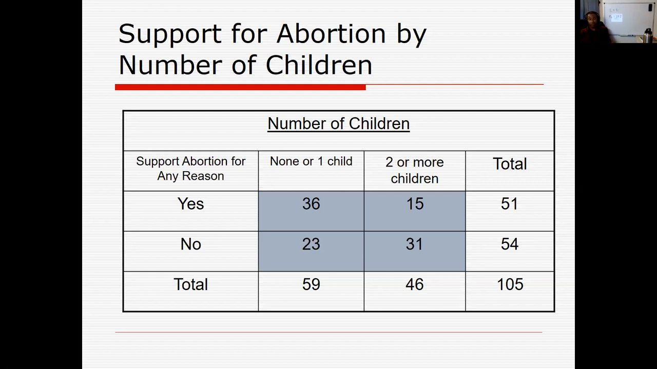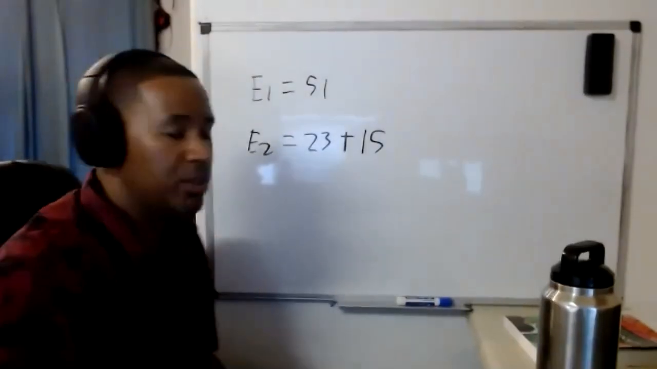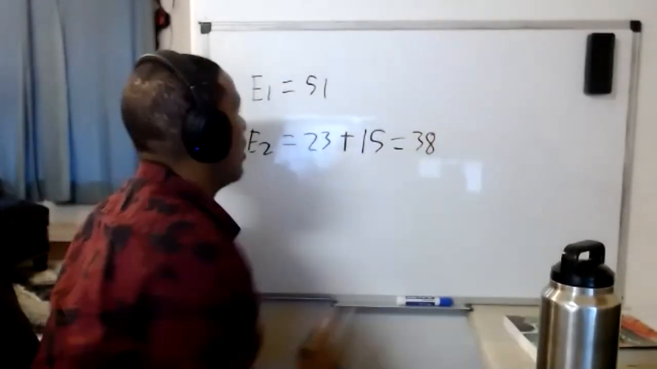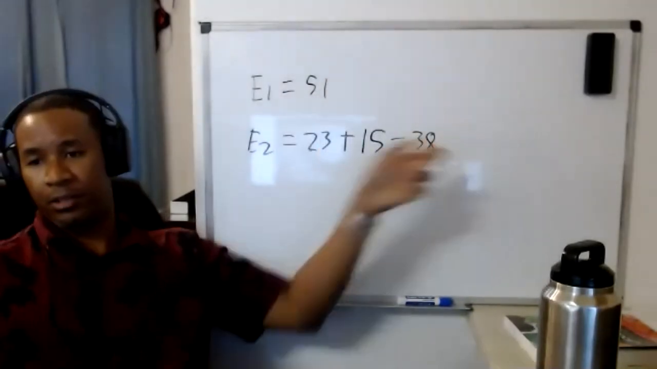Now, I'm not done because there's another category, right? People who have two or more children. For people who have two or more children, am I going to predict that they say yes, or am I going to predict that they say no? I'm going to predict that they say no. The reason is that 31 people said no in that category. That's the modal category, so that's higher than 15. Good. And when I predicted that people would say no if they have two or more children, how many errors did I make? 15. Which gives me 23 plus 15, an E2 equal to 38. Does everybody see how I calculated E1 and E2?